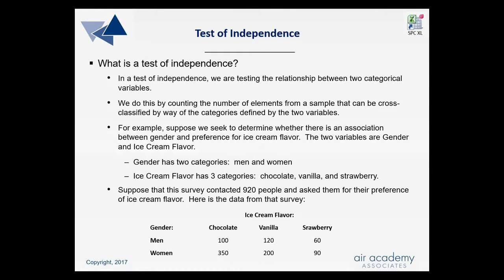Here is the data from that survey, and this is the data that we would have to put into an Excel spreadsheet for the test of independence to take place. It does not matter if gender, men and women, went across the top when ice cream flavor went down the side. This is a 2 by 3 matrix, that is 2 rows by 3 columns. We could also have 3 rows, chocolate, vanilla, and strawberry, and 2 columns. The important point is to make sure the counts go in the correct cross-classification category.